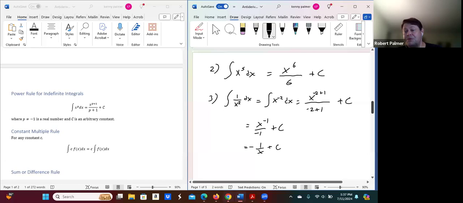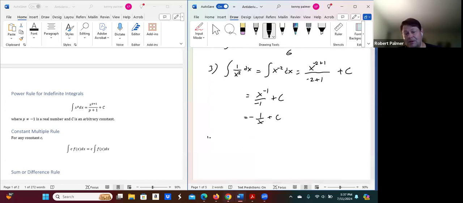Okay, now this rule also works if you have unusual powers. Let's say we had x to the, let's do a decimal, 7.3. Okay, works exactly the same way. This rule works as long as p is not equal to -1. So same thing, plus c. So we add 1 to our power, so x to the 7.3 plus 1. And then down here, same thing, 7.3 plus 1. And so this would be x to the 8.3 over 8.3 plus c.